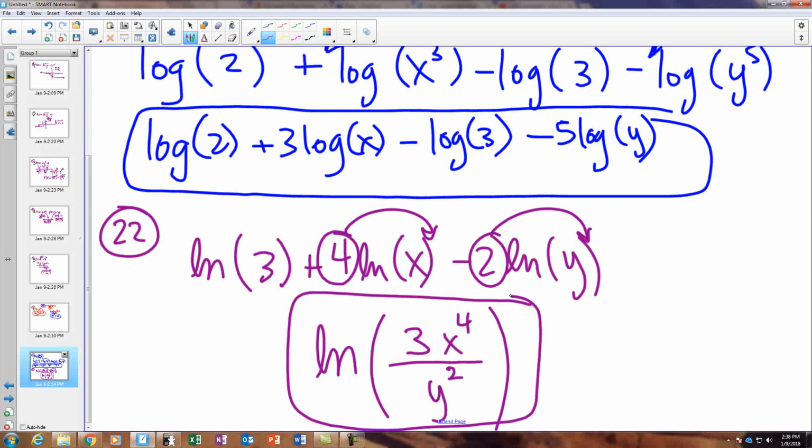If you think about it, you should be able to see how taking this one apart would create what we had in 22. You'd have 3 and x to the fourth in their own positive logs, and then y squared would go into a negative log, and then we pull those exponents out as coefficients.